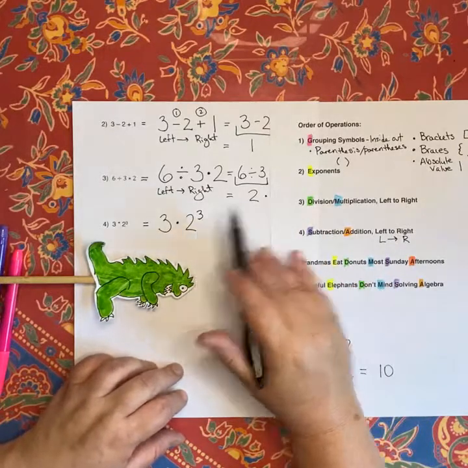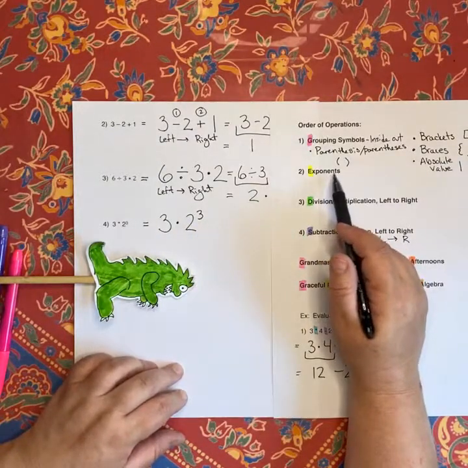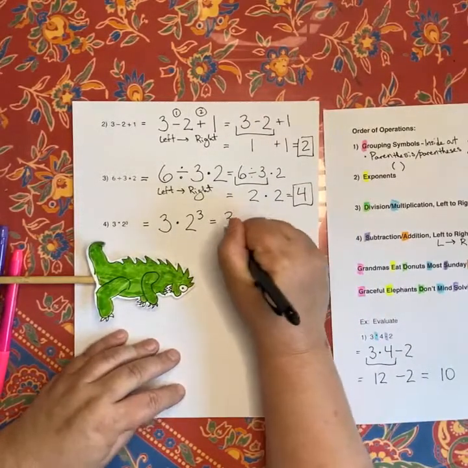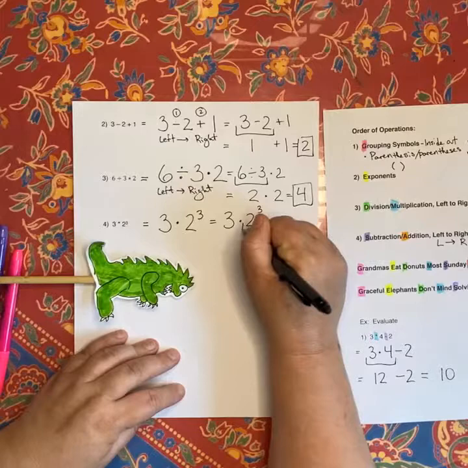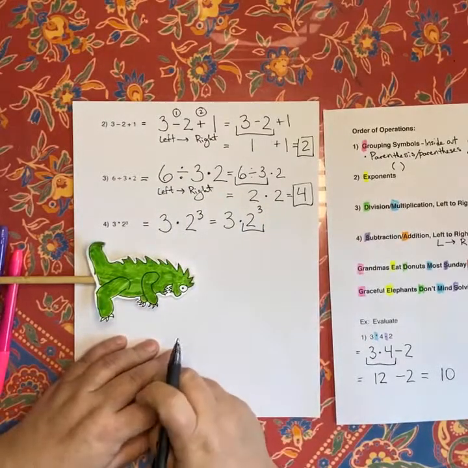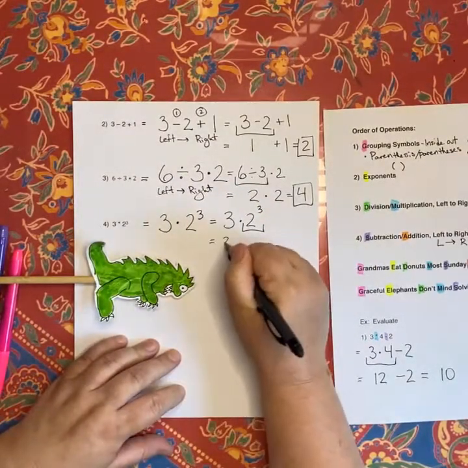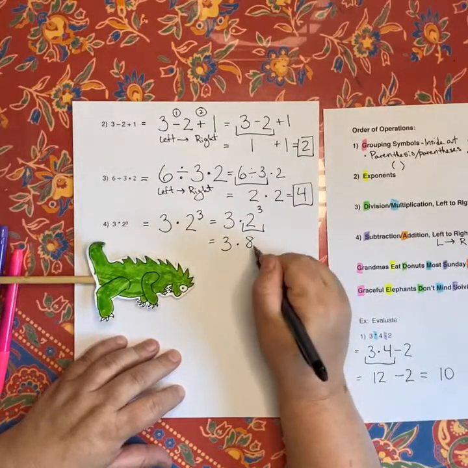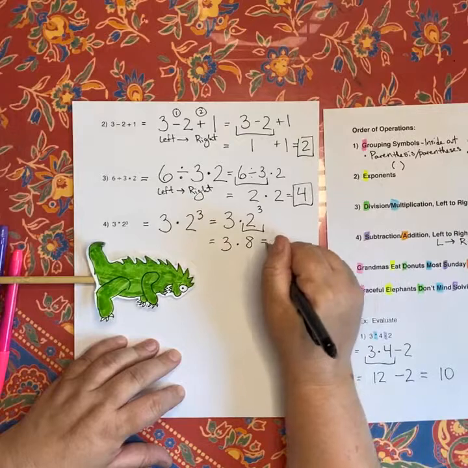But then I also have an exponent, and my exponent is the 2nd level. Exponents come first. So 3 times 2 cubed. I'm going to do the 2 cubed first because it's an exponent. So the 3 comes down. The 2 cubed is 8. 3 times 8 is 24.